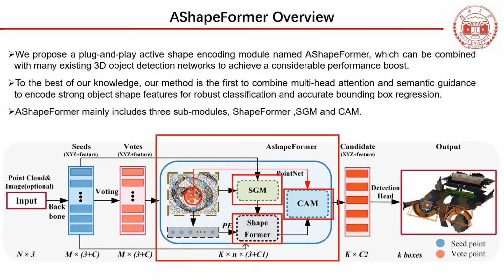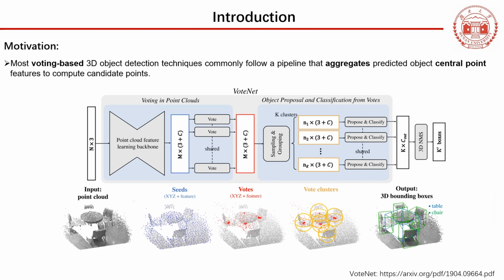ShapeFormer utilizes shape tokens and object scene positional encoding to ensure that the shape information is fully exploited. SGM samples more foreground points and suppresses the influence of background points for a better object shape perception. CAM fuses the shape information enriched features with candidate features to provide candidates. From now on, we will provide more details about our work.